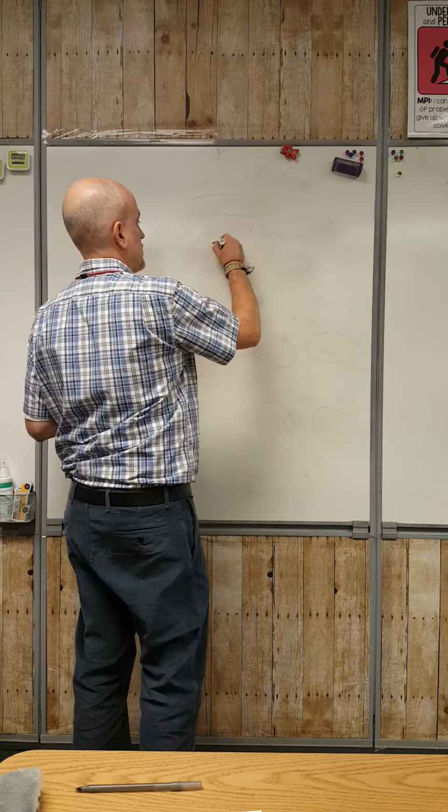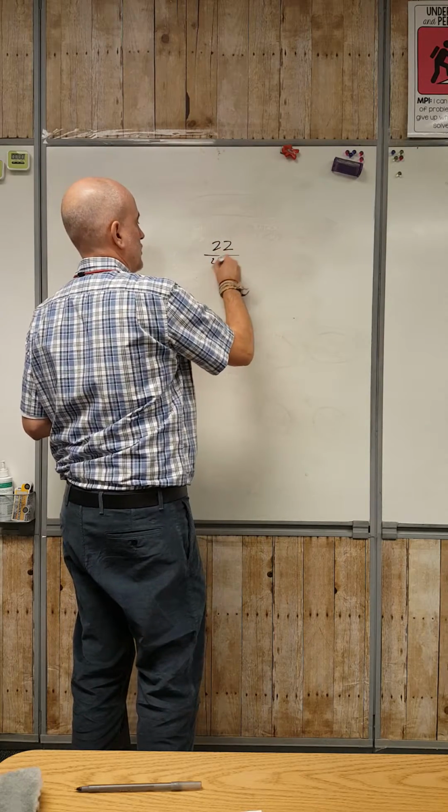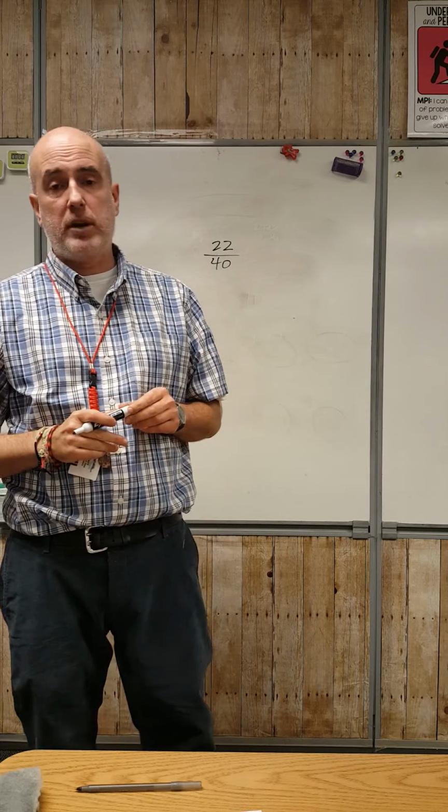So the next one that they have for us to figure out is the ratio of goldfish to the total fish in the bowl. So again, we were talking about ratios. The number of goldfish is 22, and there's a total of 40 in the tank. So that would be the fraction 22 out of 40. And we're trying to turn that into a decimal.